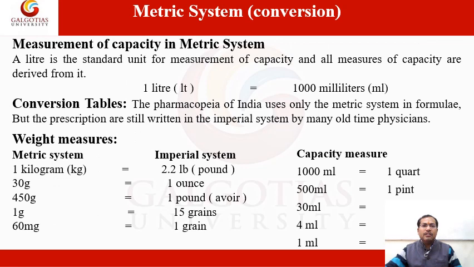The standard unit to measure the capacity in metric system is liter, and 1 liter is equal to 1000 ml. In this slide, we will also study various conversion tables for the capacity measurement in terms of liter. The Pharmacopoeia of India uses only the metric system in formulae, but the prescriptions are still written in the imperial system by many old-time physicians.